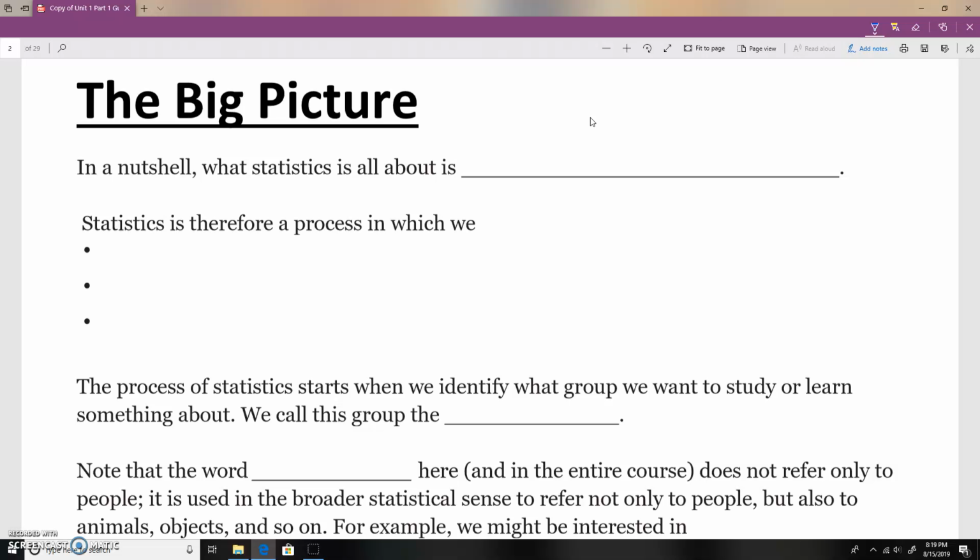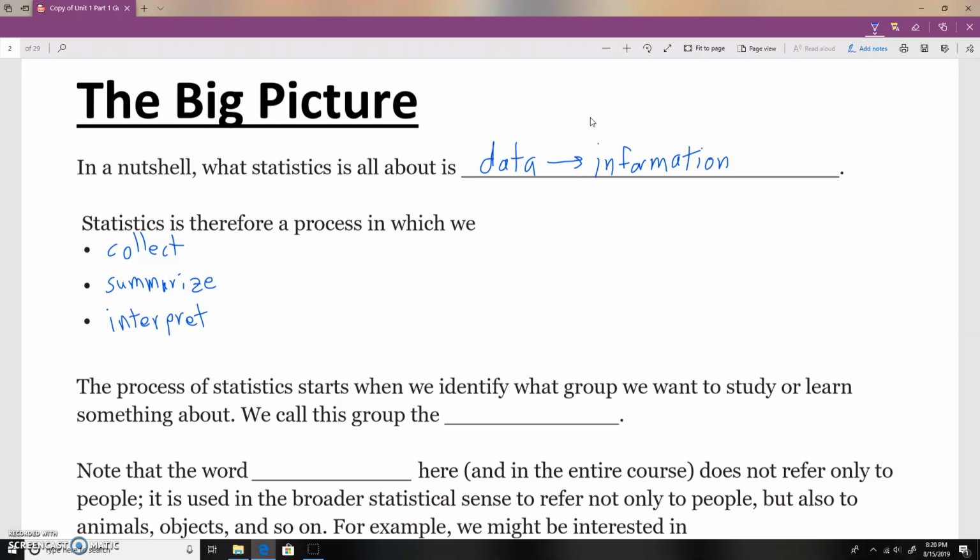The big picture of statistics in a nutshell: what statistics is all about is taking data and getting information from that data. Statistics is therefore the process in which we collect this data, then we summarize the data in some form or fashion, and then we go on to interpret the data from that summary.